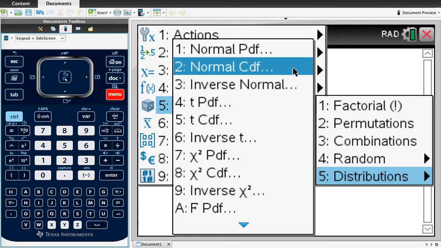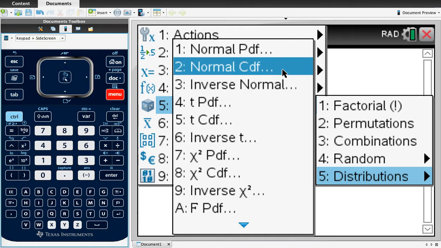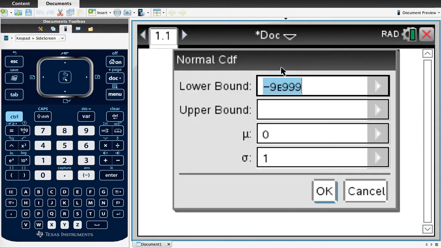This is the one we want to use here. If we're trying to calculate a probability, so we're given the X value and we want to find a probability, then it's normal CDF that we use. If, on the other hand, we were given the probability and we wanted to find the X value, then it would be inverse normal that we would use. So in this case, we'll click on this one here.